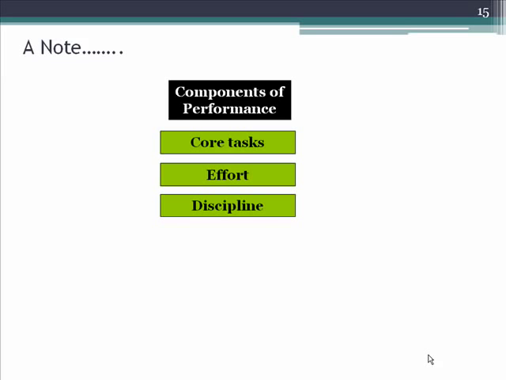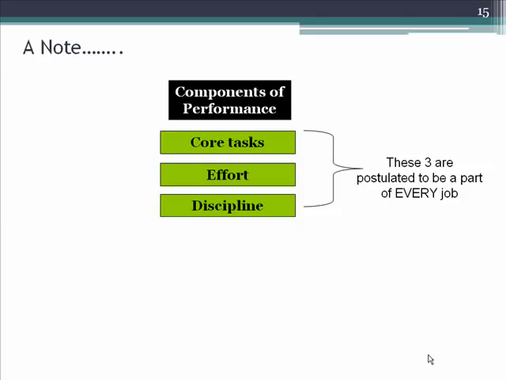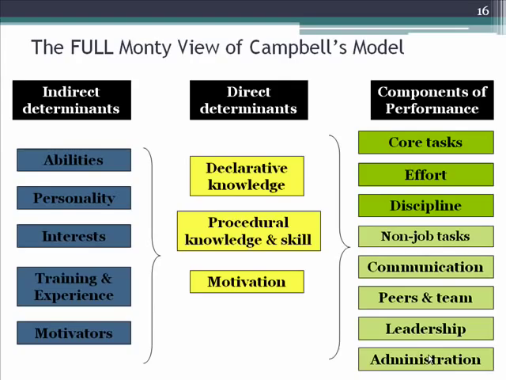Campbell wants us to know that there are 3 that are postulated to be a part of every job. So Campbell asserts that core tasks, effort, and discipline are an important part of performance for every single job, but those other ones are not. And here's what we have when you put the whole model together.